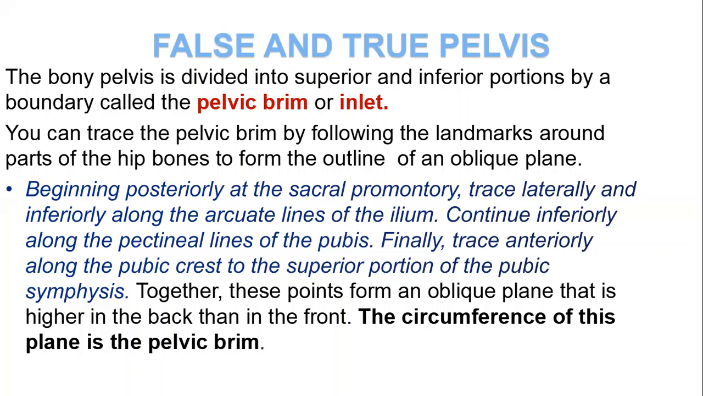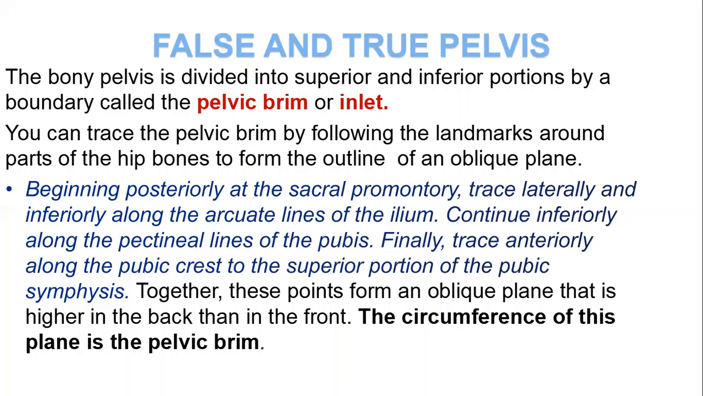Okay, let's come to another discussion whereby we will be able to identify the true pelvis and the false pelvis, and as well, we can understand what is found on these two parts of the pelvis. So the bony pelvis is divided into superior and inferior portions by a boundary called the pelvic brim or the inlet. With the description, you can trace the following landmarks around the parts of the hip bone to form the outline of an oblique plane.